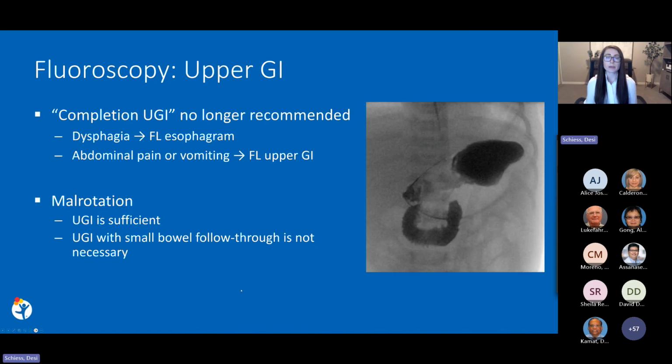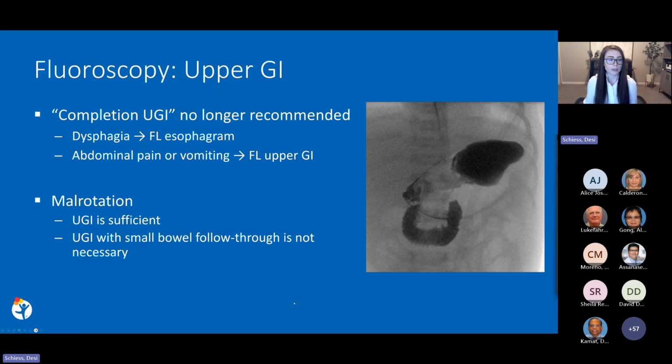I want to clear up a few misconceptions about fluoroscopy. In the past, at least at my institution, we used to say that a patient with dysphagia who had never had an upper GI before must have what was called a completion upper GI, meaning that we would do an esophagram and then complete the upper GI to confirm normal bowel rotation. This is no longer recommended as it increases the duration of the exam and the radiation dose.